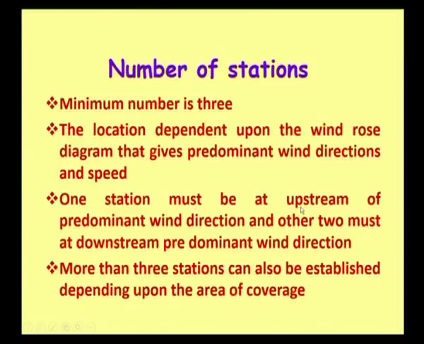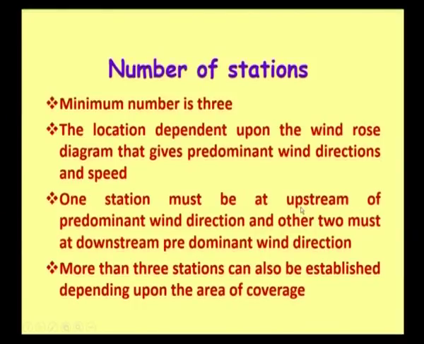And one station must be upstream. That means at least one station out of the 3 must be in the upstream, where the predominant wind direction is, and the other 2 must be at downstream according to the wind direction. Suppose the wind is flowing in this direction, one is here and 2 may be here. In that way we have to place the monitoring stations, and more than 3 also.